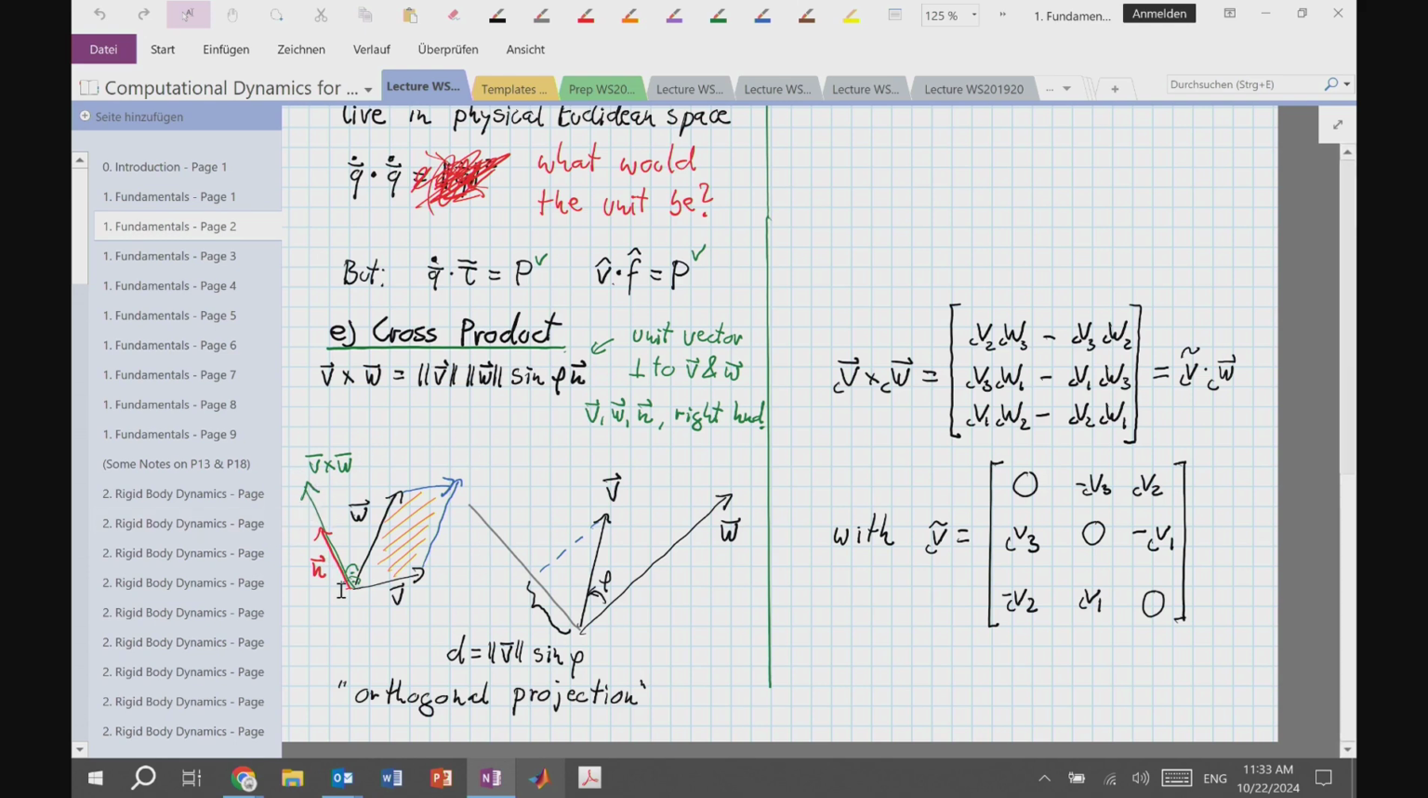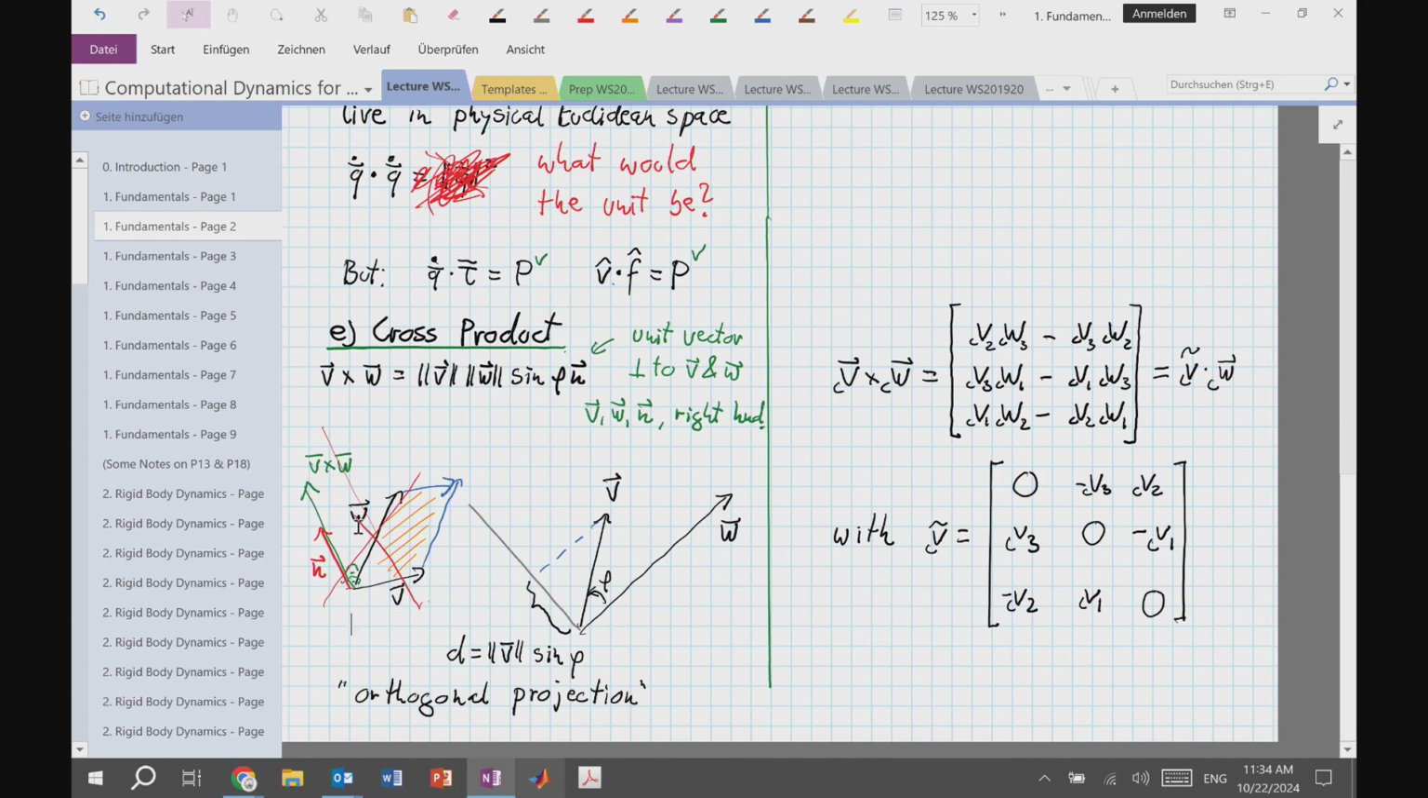Who has seen this, right? That the length of this vector is defined as the area of the parallelogram spanned by v and w. You've seen this, right? Yeah, please don't think of the cross product that way in this class. I'm not saying this is wrong, but it doesn't really help you.